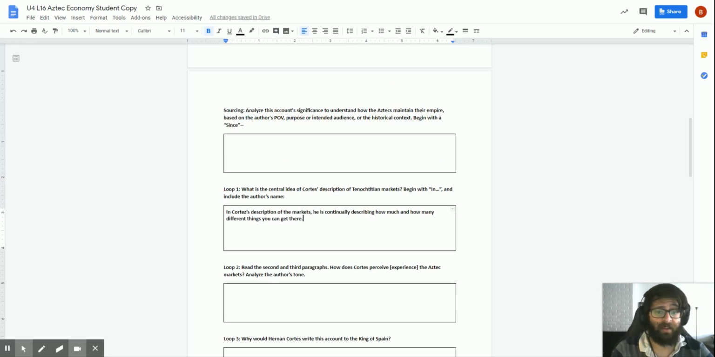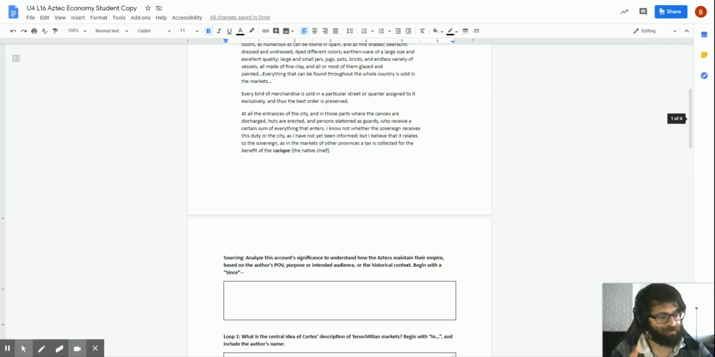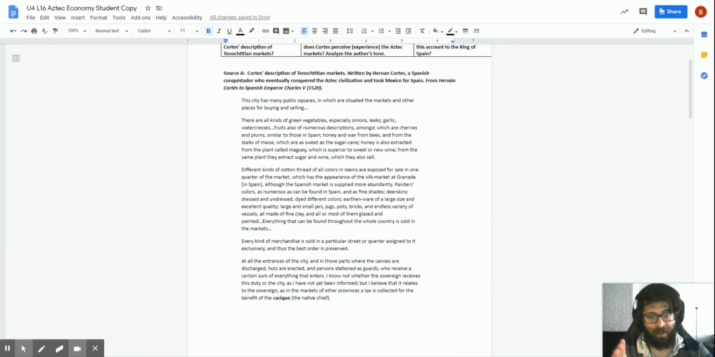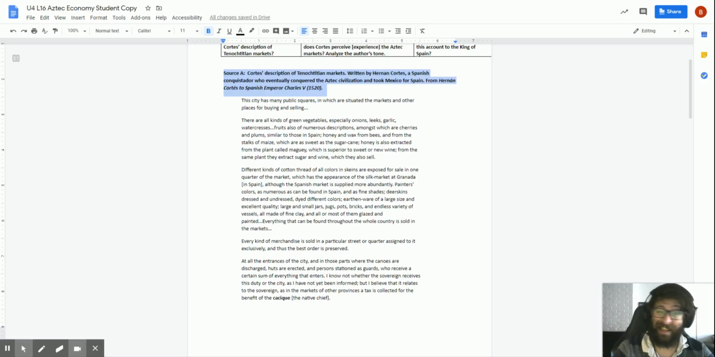So analyze the author's significance to understand how the Aztecs maintained their empire based on the author's point of view, purpose, or intended audience, or historical context, the HIPP stuff, which we should remember from yesterday. So, as we look into the source information, Cortez's description of Tenochtitlan markets, written by Cortez, a Spanish conquistador who eventually conquered the Aztec Empire and took Mexico for Spain. From Cortez to the emperor. So first off, he's writing this himself. Okay? He also ends up taking over the empire.